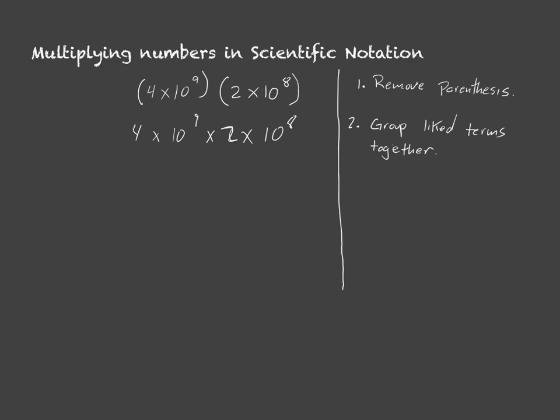So we're going to write it as 4 times 2 times 10 to the 9th power times 10 to the 8th power. And again, the only thing we're doing right here is changing the order. The 4 stayed the same. Now the 2 came from this side. The 10 came from this side. 10 to the 9th, and then the 10 to the 8th stay the same.